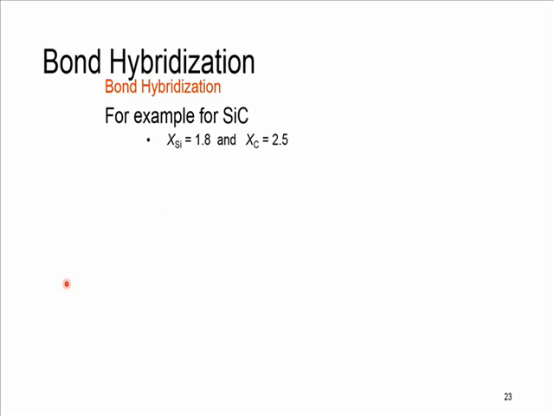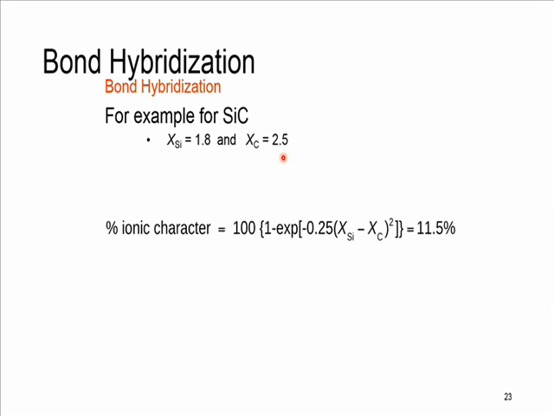Bond hybridization is another item that affects the shape of the crystal. As an example, if you take silicon carbide into consideration, the electronegativity of silicon is 1.8 and carbon is 2.5. Of course, then the ionic character, based on the formula that you had in the previous chapter, is 11.5%. This means that almost 89% of the bonds are covalent. As you know from the previous chapter, carbon and also silicon, which is in the same group, prefer sp3 hybridization. So therefore, for SiC, the Si atoms prefer to occupy a tetrahedral site, which has 4 coordination number.